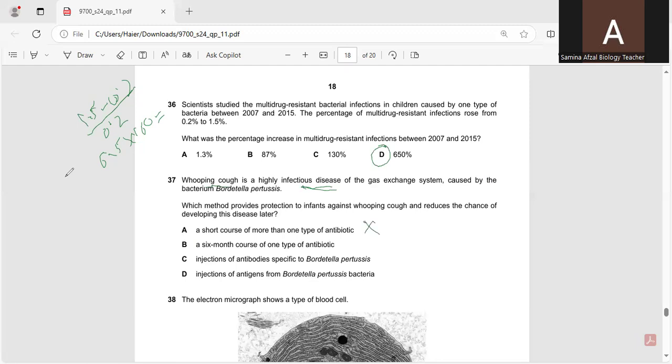So antibiotic will not work. A 6-month course of one type of antibiotic, again, both of them are not the correct options. Injection of antibodies specific to Bordetella pertussis, again, antibodies are not required. They are talking about vaccination, and in vaccination there is injection of a form of bacteria. So D is the correct option, because in vaccinations there are the antigens, not the antibodies.